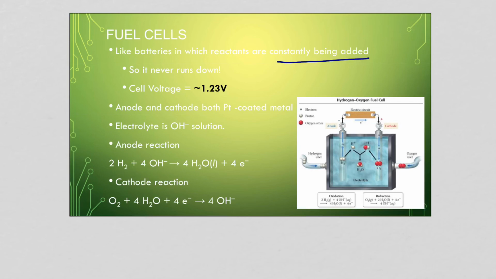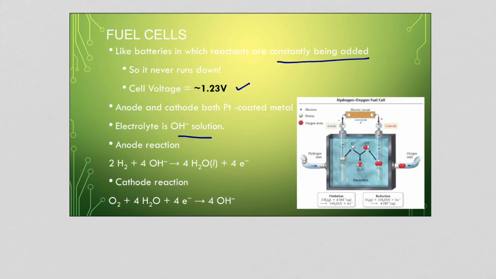The output in these is about the same as the typical batteries that we've seen, besides the lithium-ion battery and the lead storage battery, about 1.2 volts, so on par with the nickel metal hydride battery. The anode and the cathode are typically platinum coated with some sort of catalyst to help the reaction along. The electrolyte, again, is a hydroxide-based solution, so it's a basic environment.